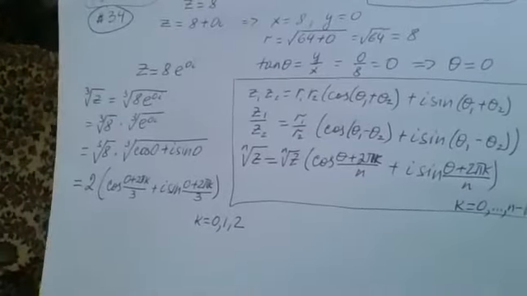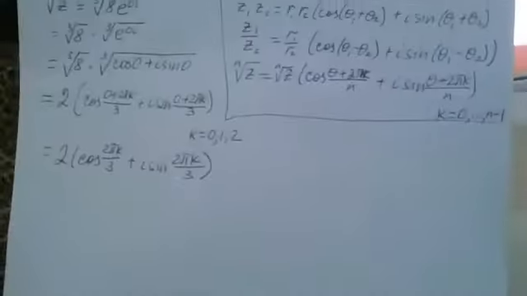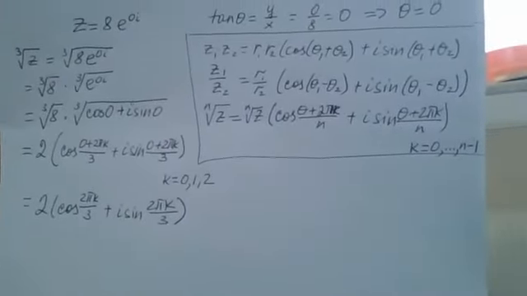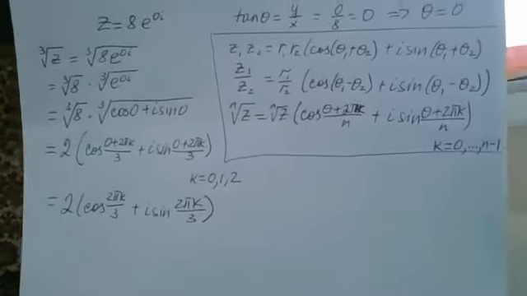K values. 0 plus 2 pi k is just 2 pi k. This gives cosine 2 pi k over 3 plus i sine 2 pi k over 3. And now I'm going to play with k values and I will get all 3 values. Please write it down.